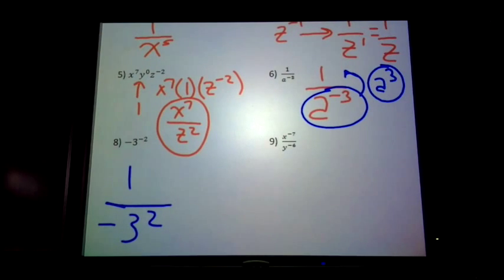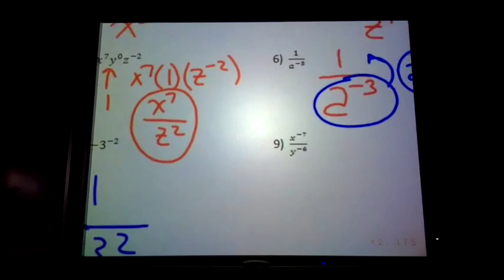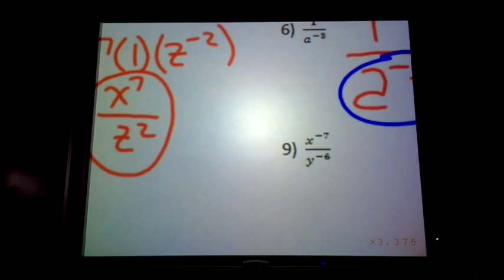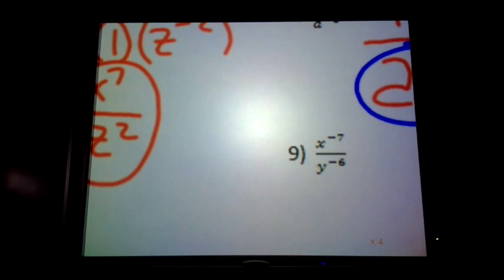Reese, talk to me about number 9. What do you think? X to the negative 7, y to the negative 6. What do you think is going to go on? X to the negative 7, is it happy where it's at, or does it need to move? Doesn't it need to move? Where do you think it wants to move to? To the side. X over -7.